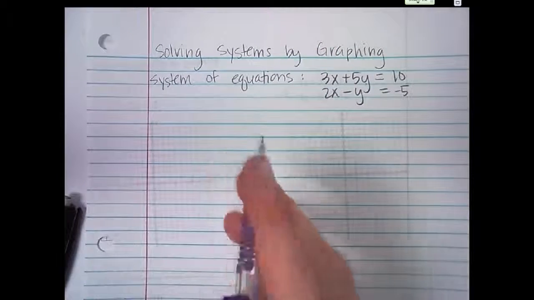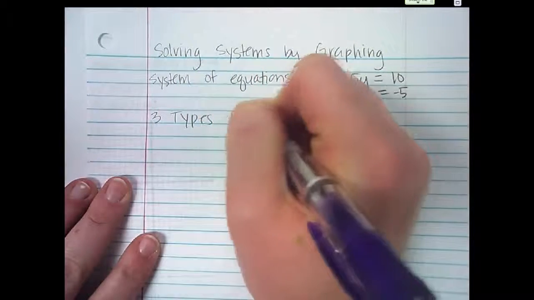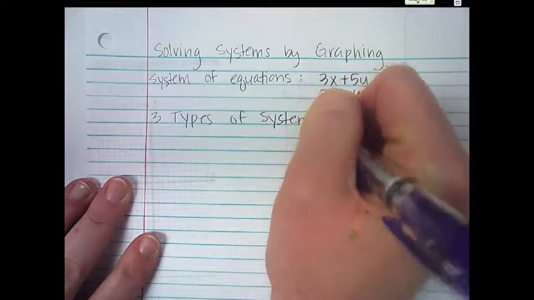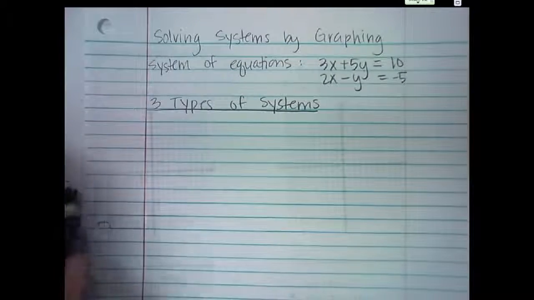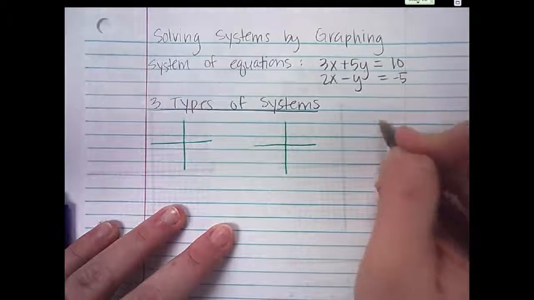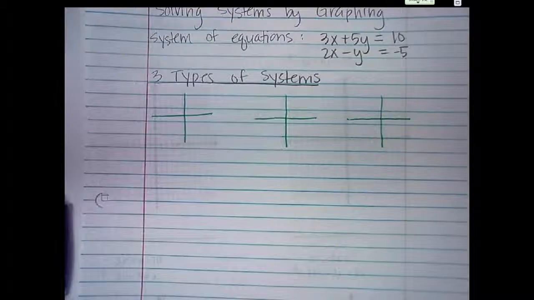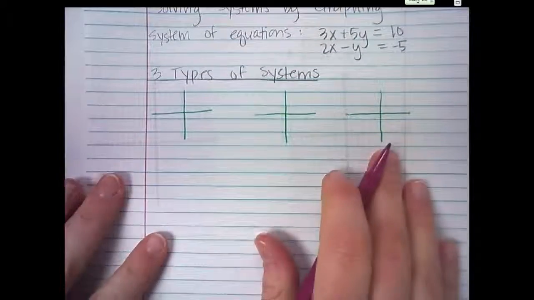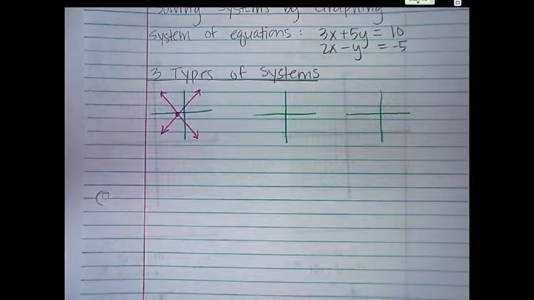Okay, so a couple things. There are three types of systems. I'm going to do three little x, y coordinate planes, so we'll look at what the picture looks like and then what the words are. You'll have to remember these. For the first one, just make any two lines that cross at one point. It doesn't matter where that point is, just a general picture.